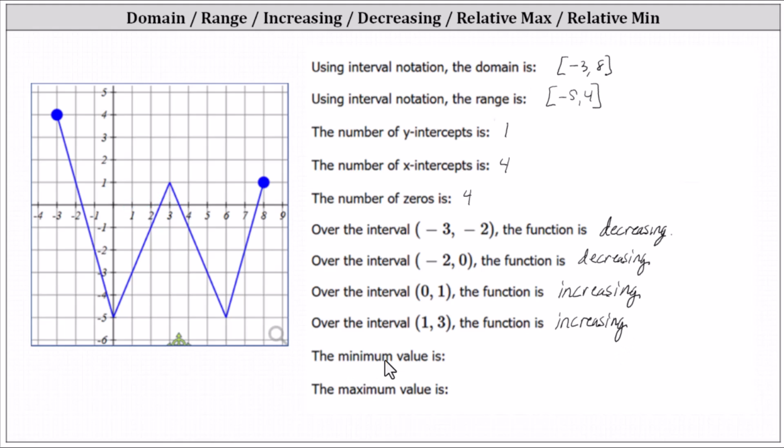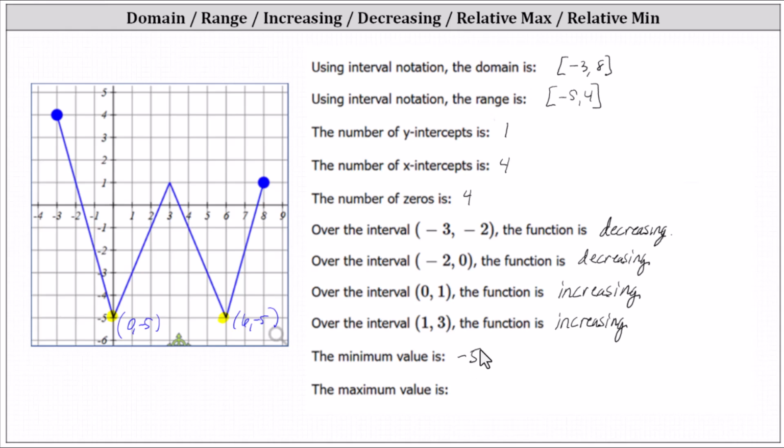Next, we want to determine the minimum value of the function. We determine the minimum value of the function by determining the lowest point on the graph of the function. Notice this function has 2 points that are the lowest points, this point here and this point here. Notice the ordered pair for the point on the left is (0, -5). The point on the right is (6, -5). The minimum value is the y value or function value of -5, which occurs at 2 locations, at x equals 0 and x equals 6. But again, the minimum value is the y value or function value of -5.